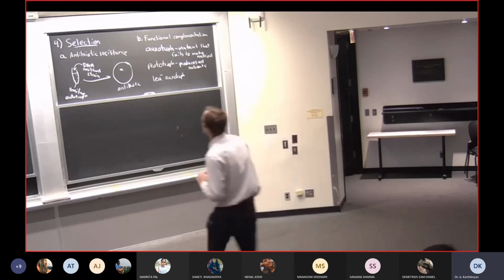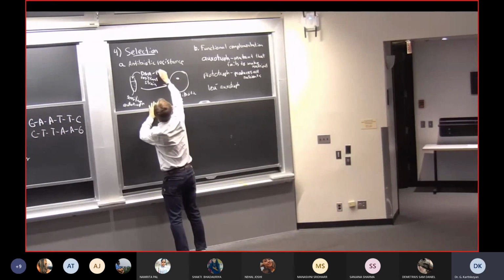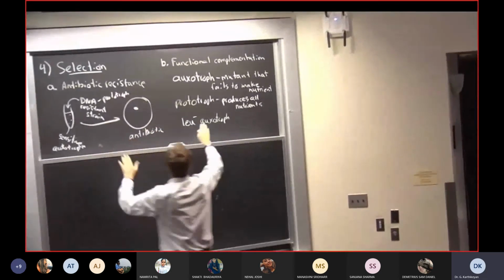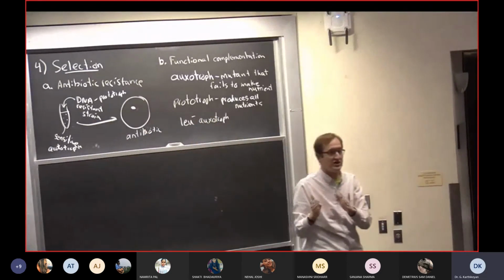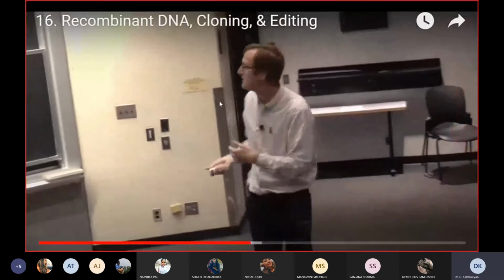Javier is exactly right. You use the prototroph, right? So in this case, you use DNA from the prototroph because the prototroph has a functional copy of that gene. You know it does because it's able to grow without adding leucine.